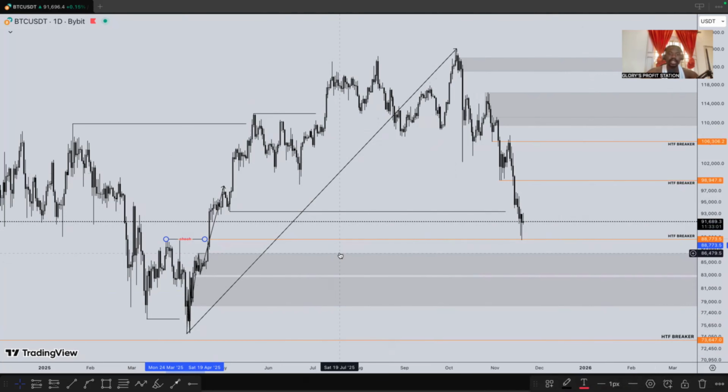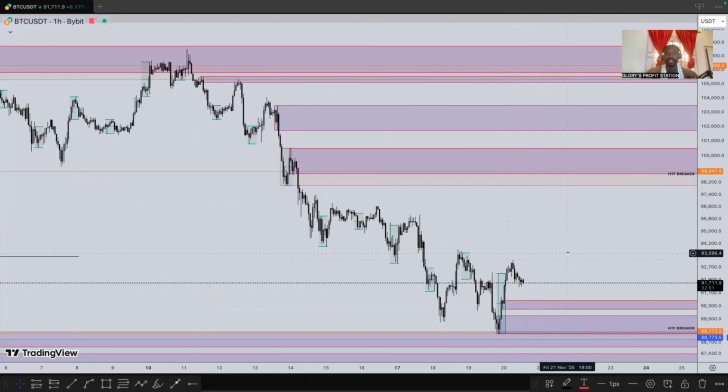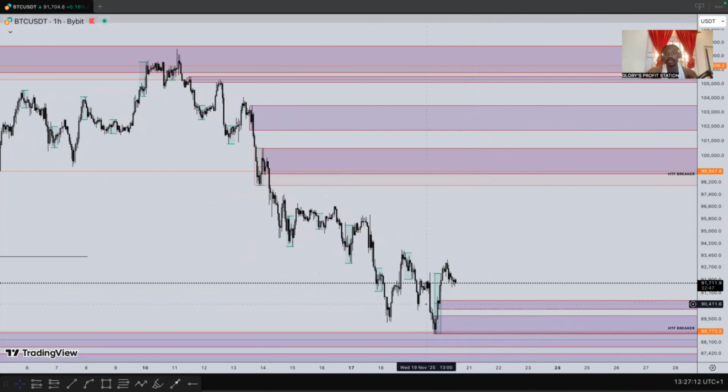$86,000. Now, is it possible for the market to react off of this breaker level and give a change of character back to the upside and start buying? Definitely 100%. In fact, when you go to the 1 hour time frame now, you can see the markup here on the 1 hour time frame. It's looking as though we've kind of like had a change of character here, more so on the internal structure of the market.